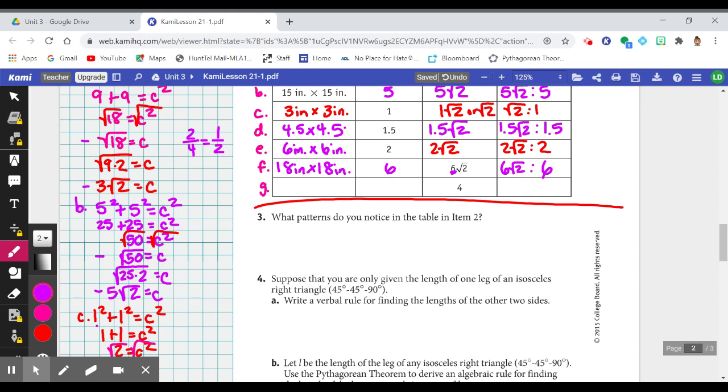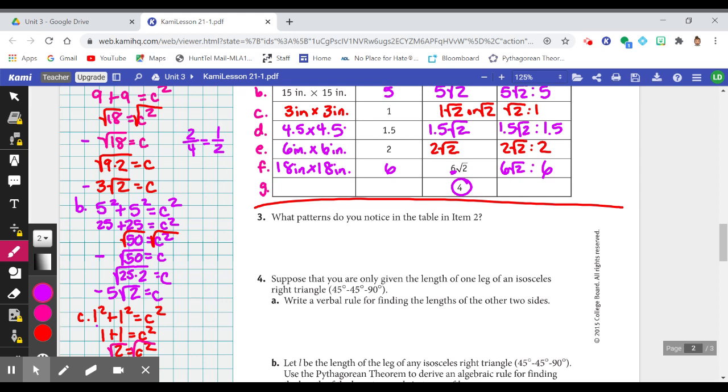Now, this last one's a little bit tricky because if you notice, we don't easily see what we multiplied by square root of 2 to get 4. So I'm going to use this as an opportunity to show you how we're going to start approaching solving problems using this relationship that's forming, where we take the length of the leg and multiply it by the square root of 2.